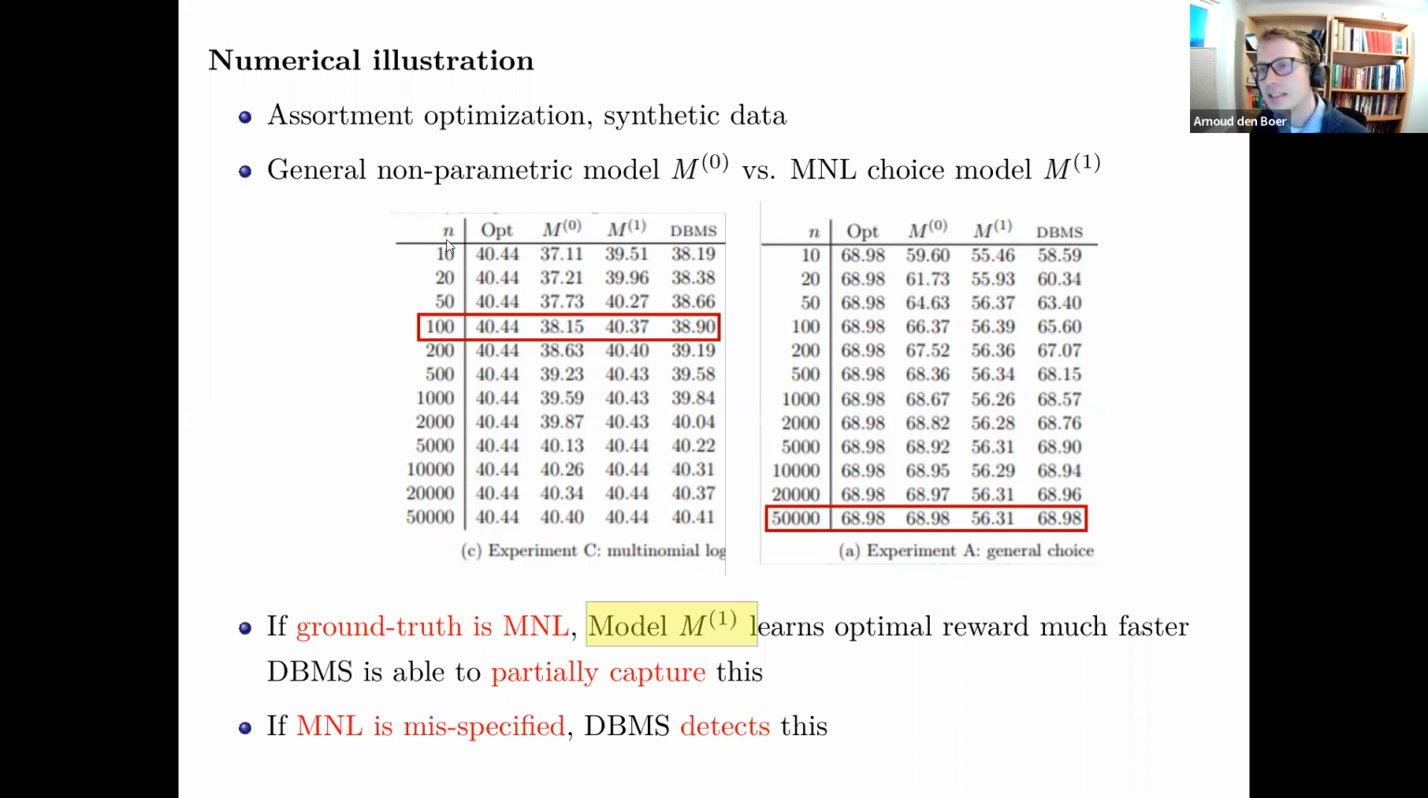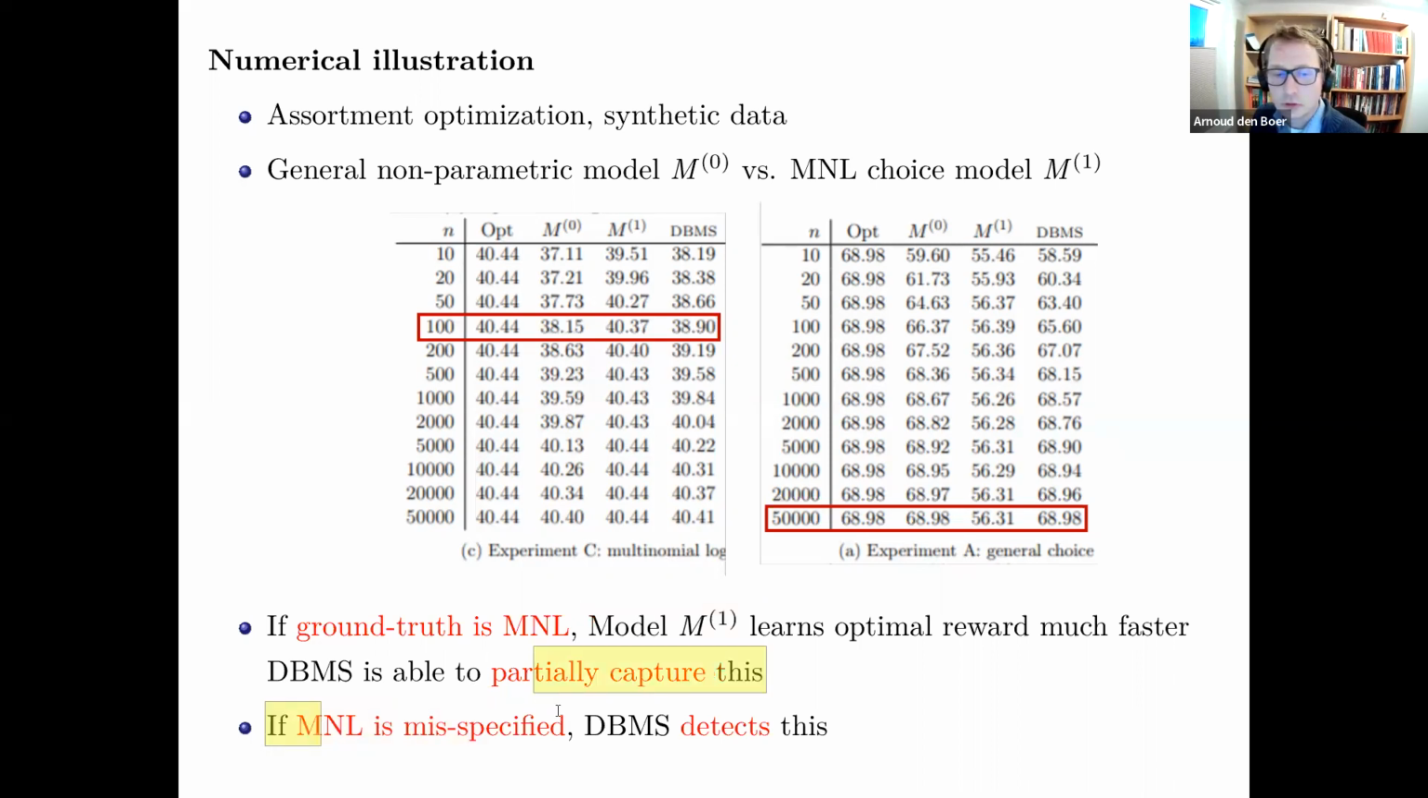So you see here, N is the size of the data. Opt is the optimal amount of money that you can earn, 40.44. You see that if you follow the MNL decisions, then you converge much quicker to 40.44 than if you follow M0, the non-parametric, because that just has a much larger variance. Like here, if N is 100, you see that M1, the MNL model, is very, very close to optimal. The non-parametric model is far away. And this procedure is somewhere in between. It captures some of the gain that can be captured by the MNL model.